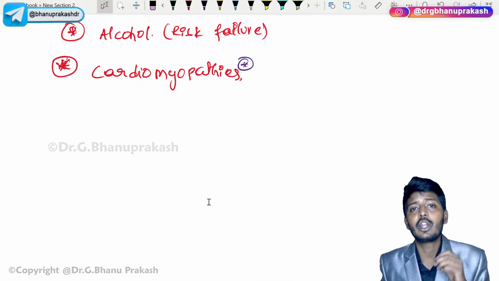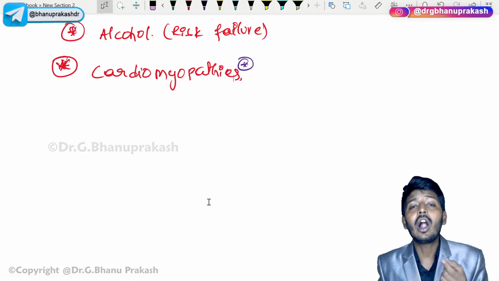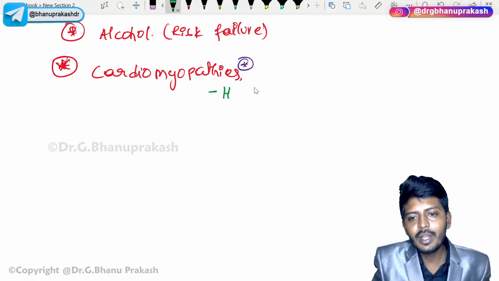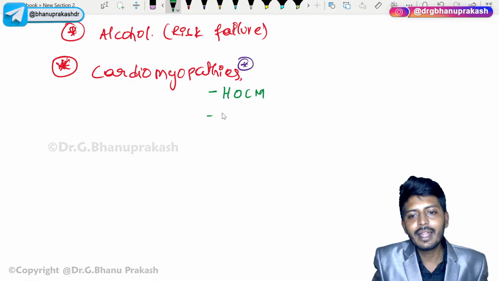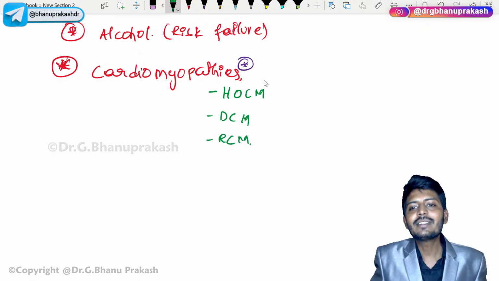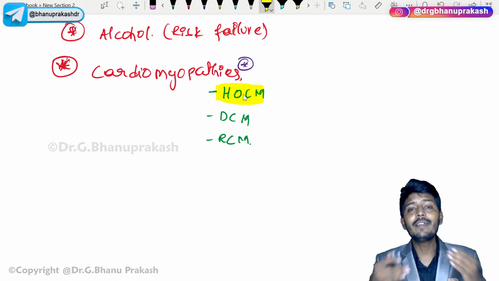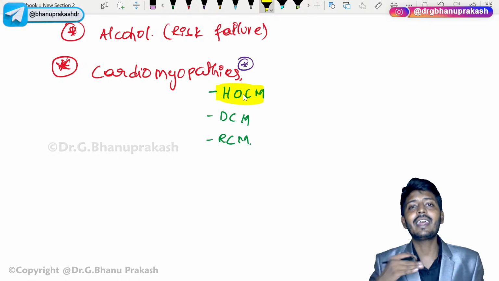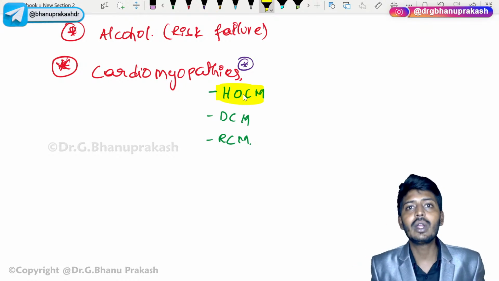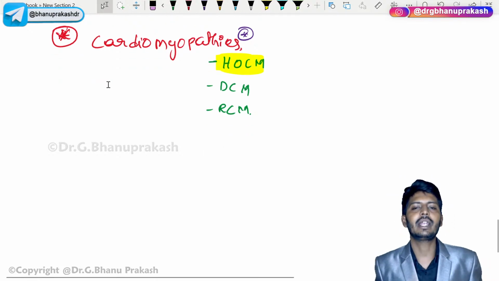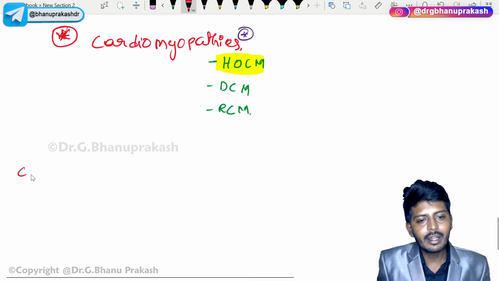In the cardiomyopathies, one more type is hypertrophic obstructive cardiomyopathy. Then there is dilated cardiomyopathy, and then restrictive cardiomyopathy. Hypertrophic obstructive cardiomyopathy decreases the left ventricular outlet. If the left ventricular outlet has been narrowed, automatically that can lead to the symptoms of heart failure. Okay, so once we understood this, let's go to the next important concept, that is your clinical features.